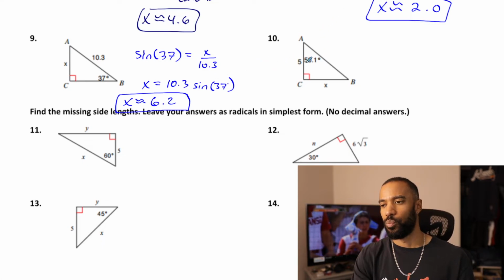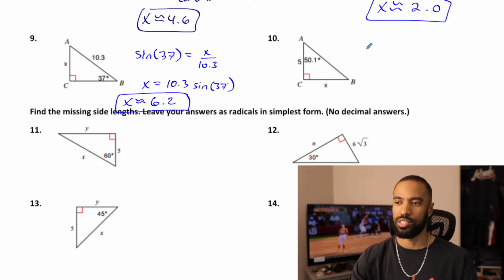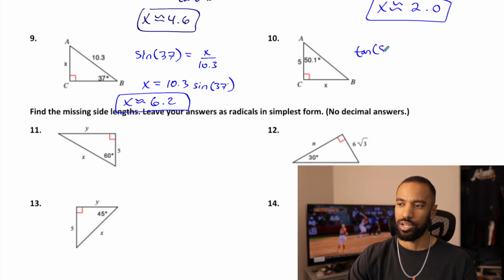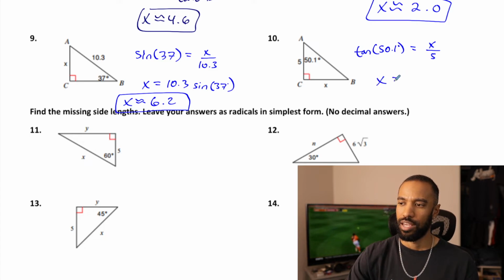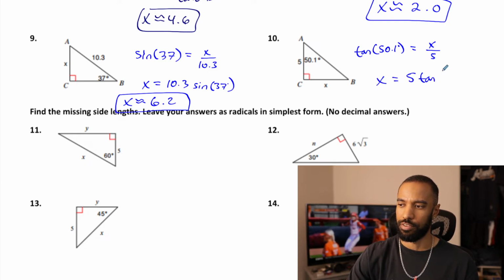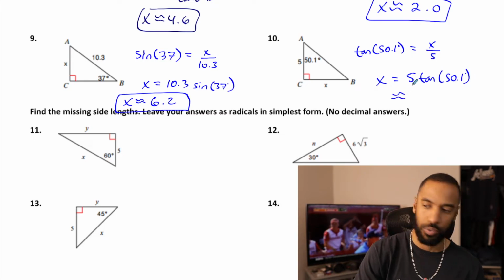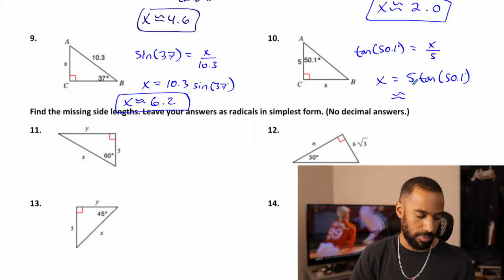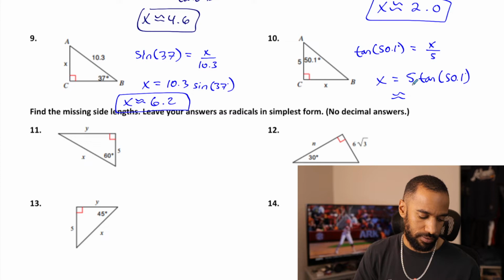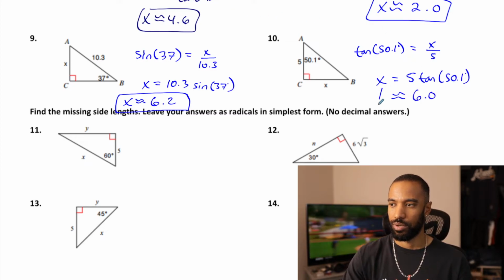And lastly, we have a 50.1 degree angle, opposite and adjacent. We're going to use tangent. Tangent of 50.1 degrees equals opposite over adjacent, right there. Multiply both sides by 5. X equals 5 times the tangent of 50.1 degrees, which is about, well, here's the thing. I expect it to be more than 5. I don't know how much more. Tangent of 50.1, so 5.97. So around 6.0. Right there.